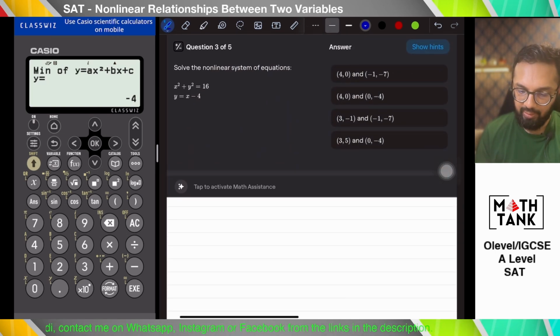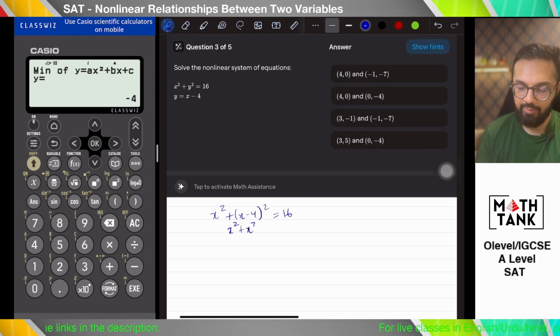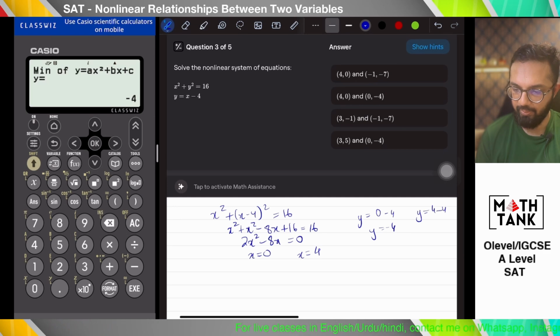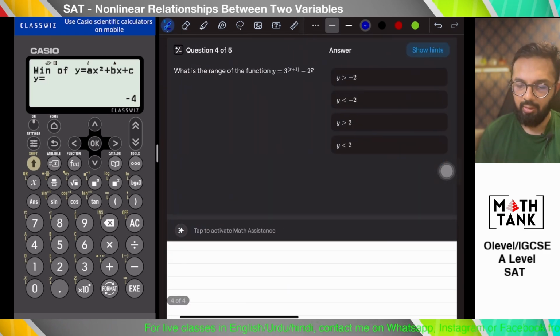Solve the system of equations. So x² + (x - 4)² = 16. So x² + x² - 8x + 16 = 16. 2x² - 8x = 0. x = 0 and x = 4. When x = 0, y = -4. And when x = 4, y = 0. That should be the correct answer then.